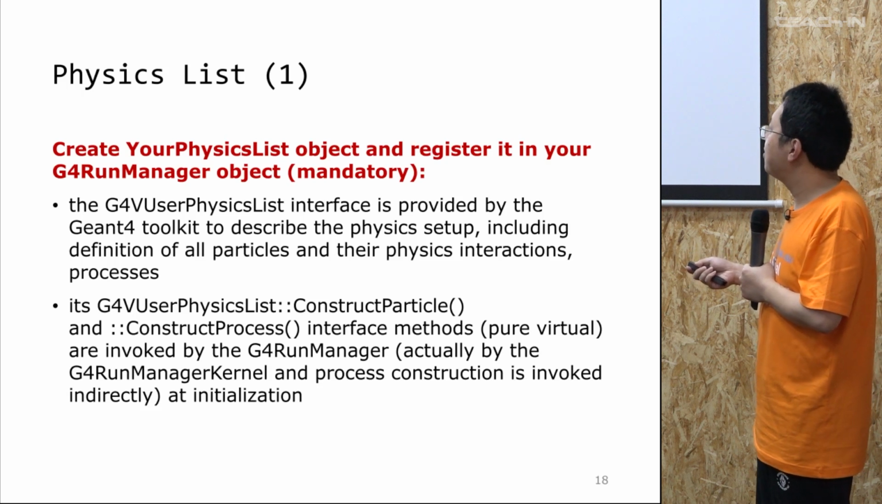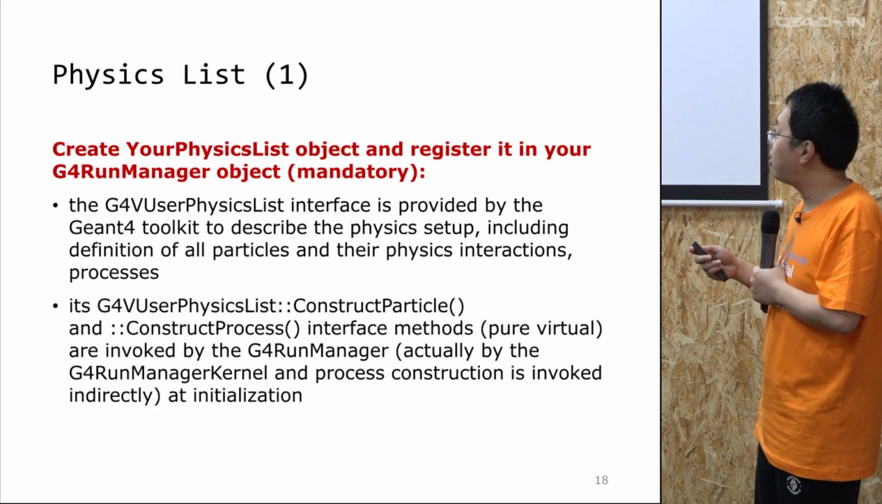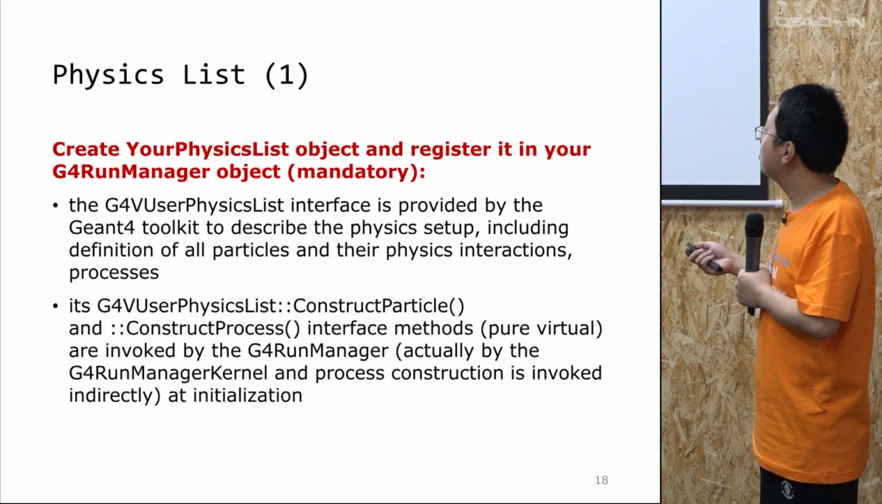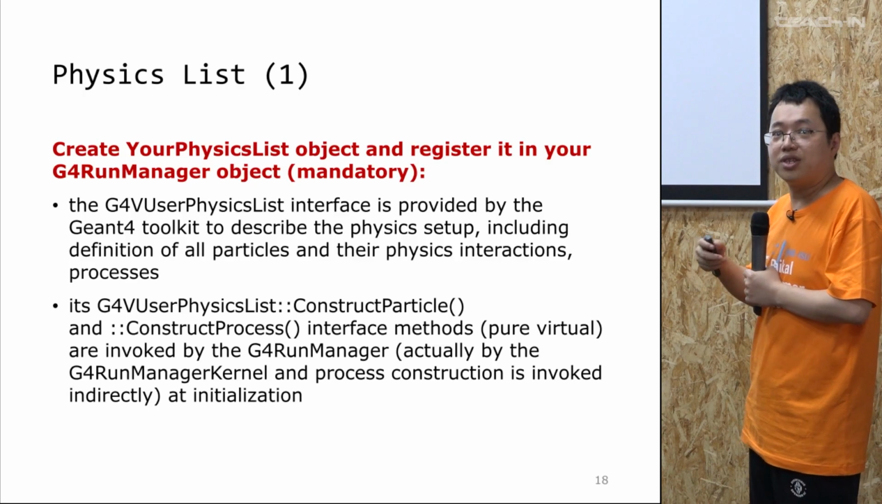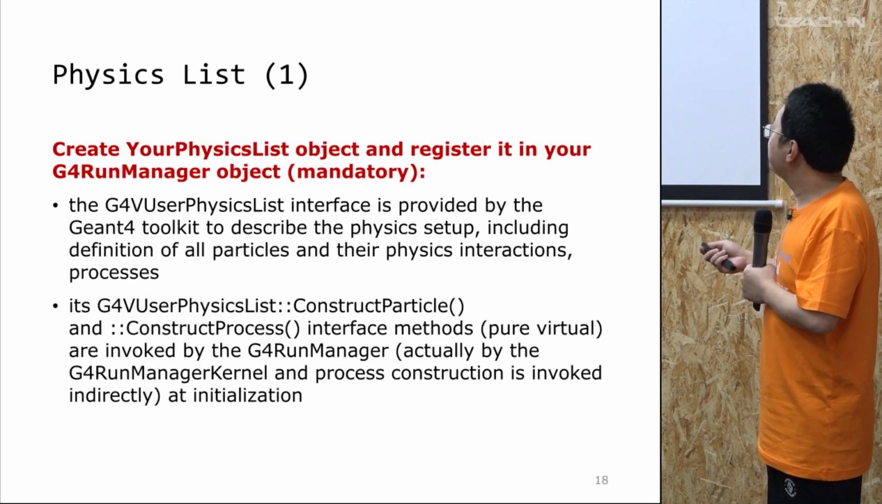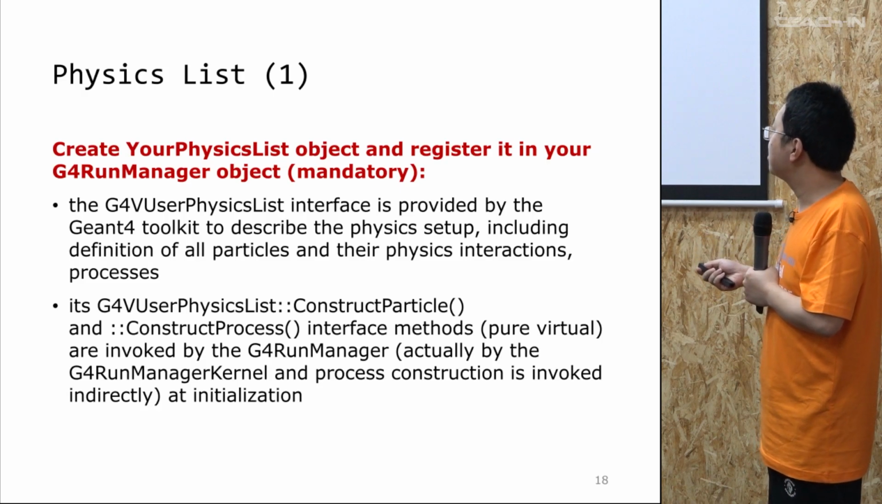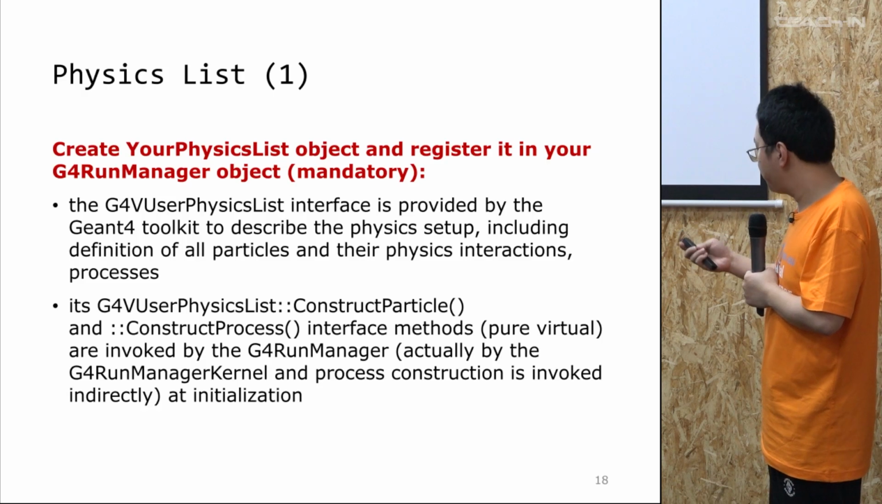For the physics list, there are two major parts. One is to construct the particles, and the other is to construct the physical processes. All these are actually pure virtual, so you can do a lot of customization inside this code.